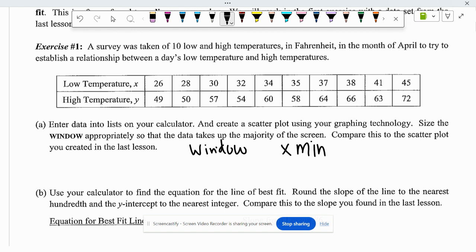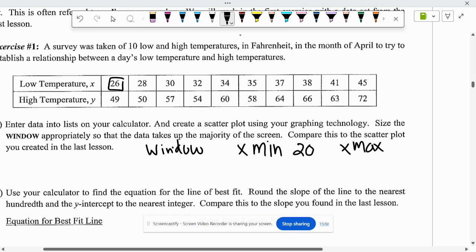Well, what's our lowest x value on our table? So we're going to set our minimum at 20. We don't want the graph to show anything lower than 20 on the x-axis. What's our x maximum? What's the highest value on our table? 45. So we're going to set it at 50. We don't want anything greater than 50. So x min is 20. X max is 50. All right.